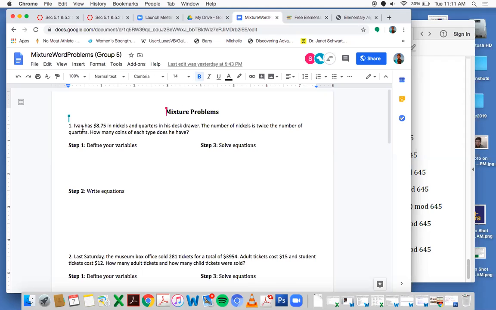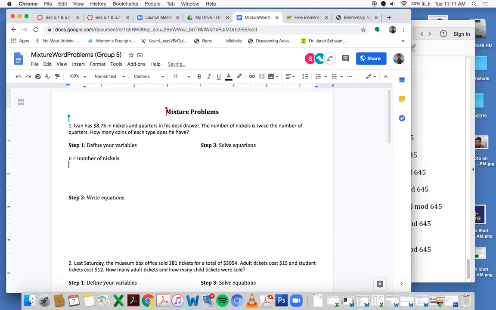For example, the first problem says, Ivan has $8.75 in nickels and quarters in his desk drawer. The number of nickels is twice the number of quarters. How many coins of each type does he have? Basically I've asked you to define your variables. What is this problem asking me for? You look at the question, it says, how many coins of each type? So you can say, let N be the number of nickels. I'll erase it so you guys can do it later. You can say Q is the number of quarters. So type that in.